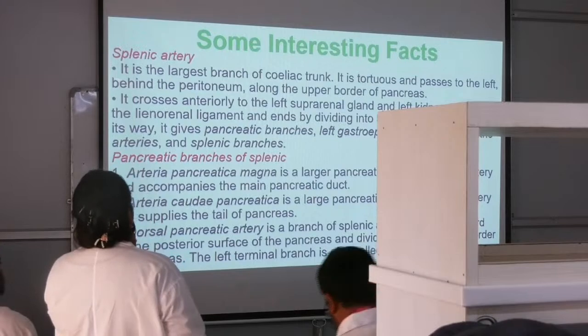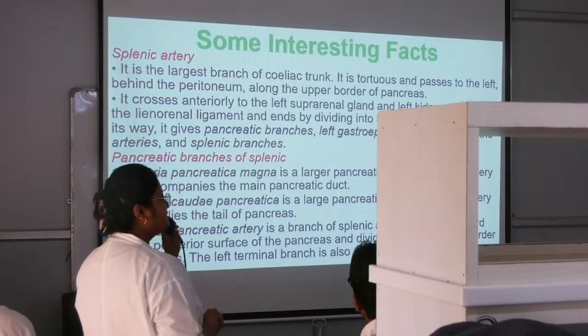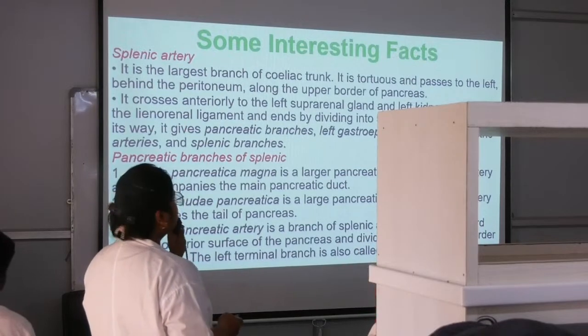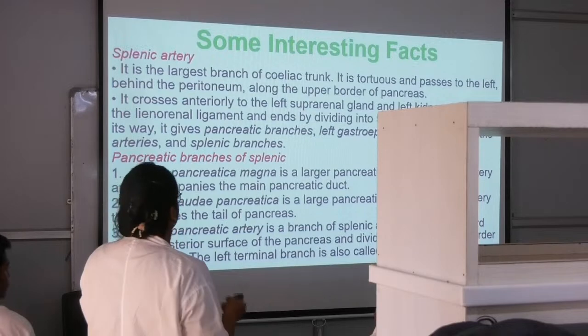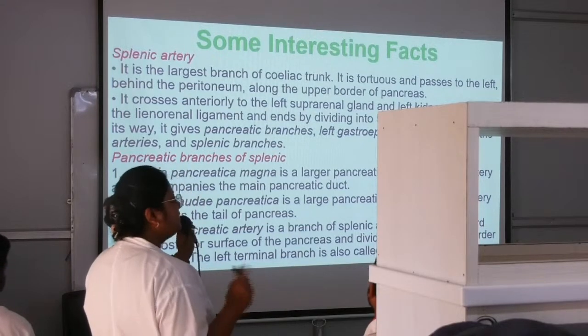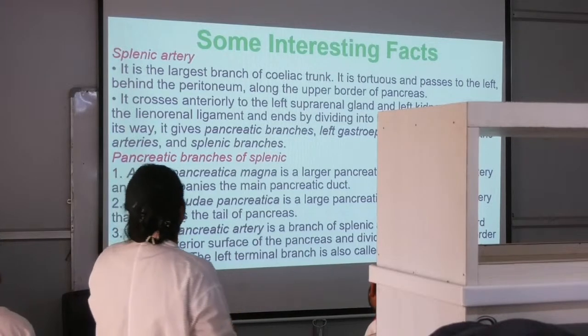Okay. Next, splenic artery. Splenic artery is the largest. This is very frequently asked. Tortuous artery. What are the other tortuous arteries in our body? This is very frequently asked. Facial artery, uterine artery. Okay, these two are also tortuous.